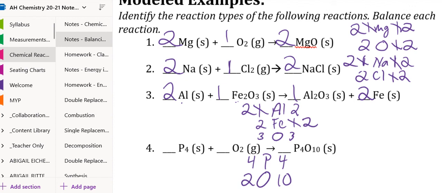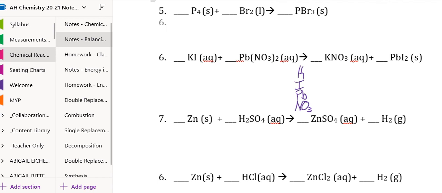So what can I do? I need to put a 5 in front of oxygen in my reactants because 5 times 2 gives me what? 10. So now is it balanced? Yep. So I get a 1 in front of the P4 and the 1 in front of the P4O10 in the products. What kind of reaction is this? Composition. Good. Very good.